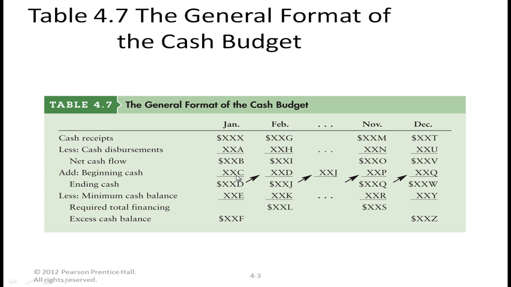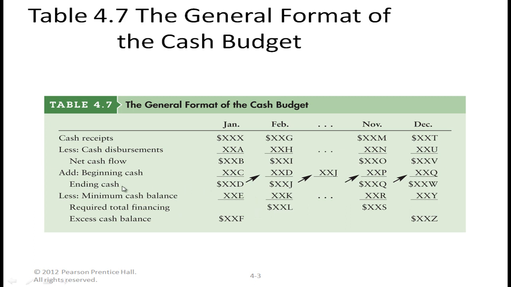You also had some cash at the beginning of the period, so we can add that in, and you have an ending cash balance. Now, you've decided you have to have a certain minimum cash balance, and so you subtract the minimum cash balance from the ending cash balance, and if you have more than you need, then you have an excess cash balance. That's what this XXF is. If in February you subtract it out and you're actually short, you don't have as much as you need, then that's how much financing you're going to need.